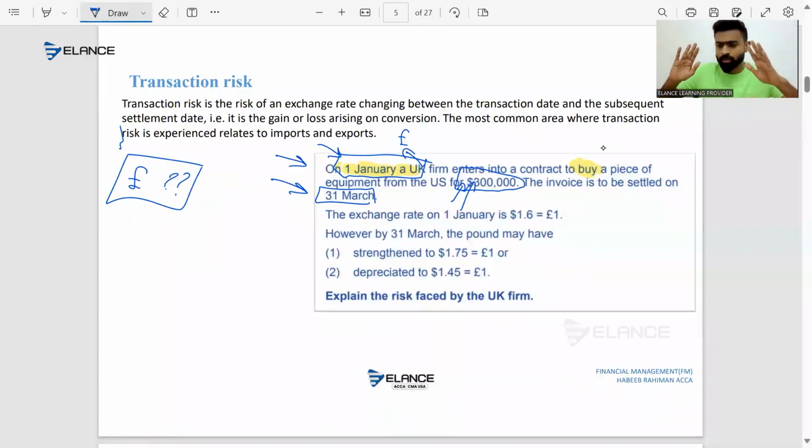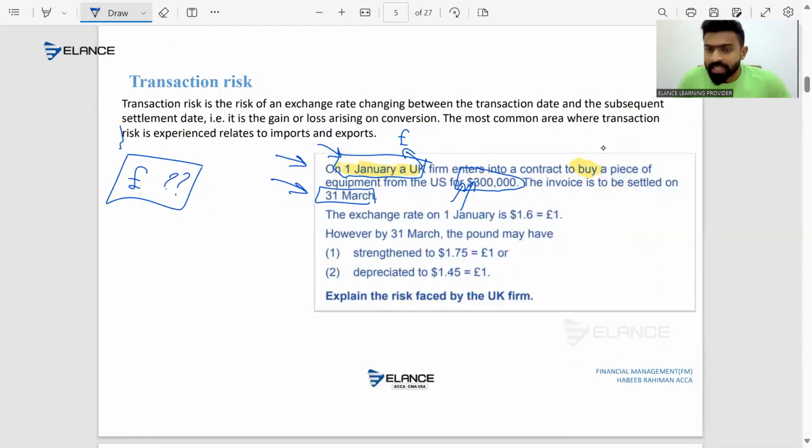Assume today is 1st January. We bought an item and we have to pay $300,000. Not today; the payment is going to happen in the future, on 31st March. On 1st January itself, is it certain what our payment in pounds will be? Is it certain or not? Say yes or no.